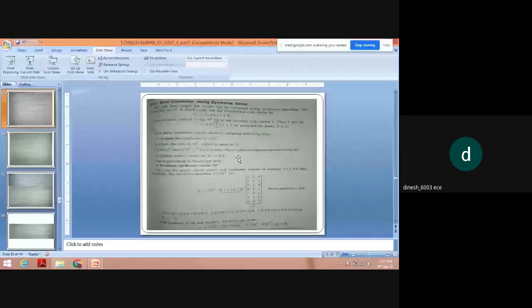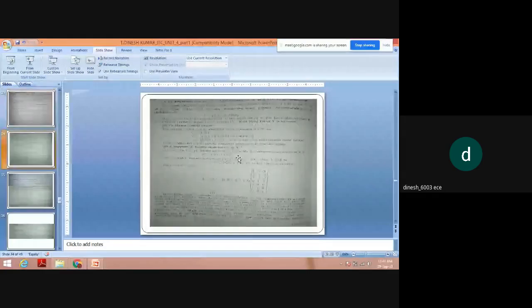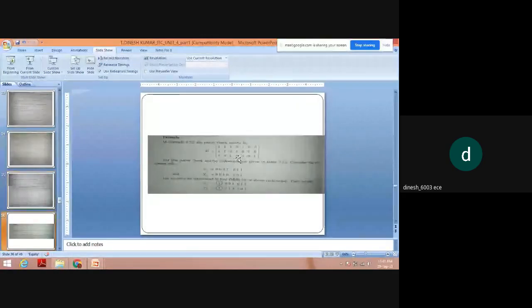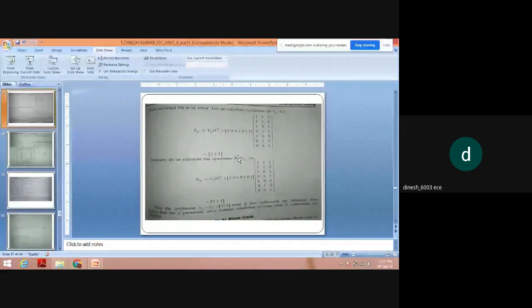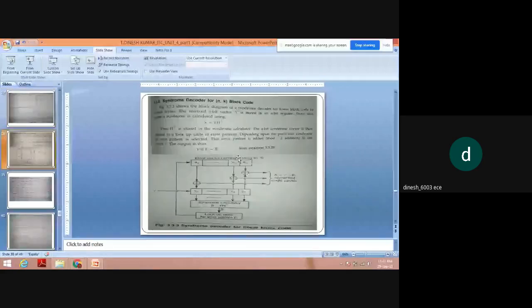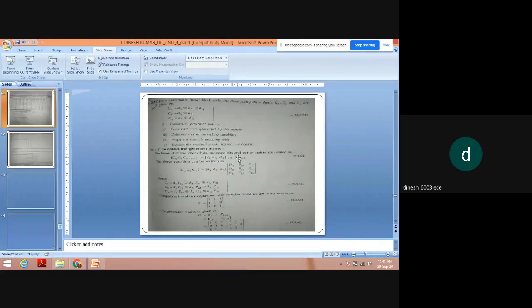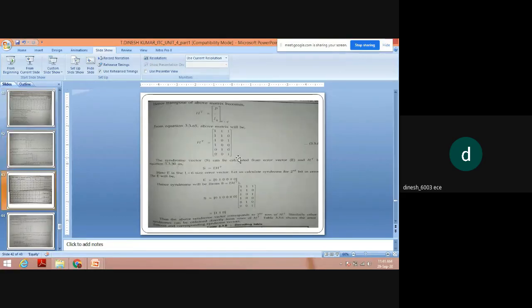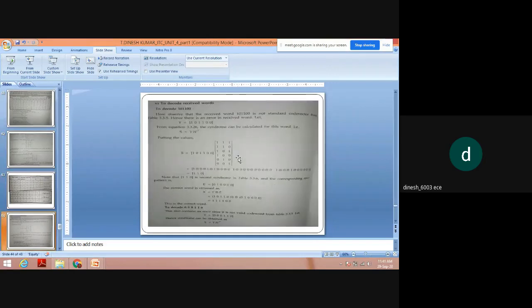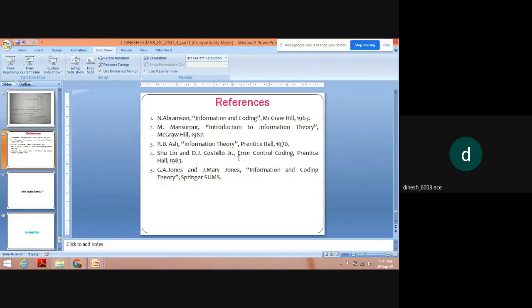This syndrome decoding is useful only for single bit error correction, as we saw. For multiple error correction, we need to use extended versions of Hamming codes. Then we saw a relevant problem, and the syndrome decoder, how to draw the decoding circuit for linear block codes. Then a problem on the systematic linear block code. So this is an outline of what we did in this presentation.